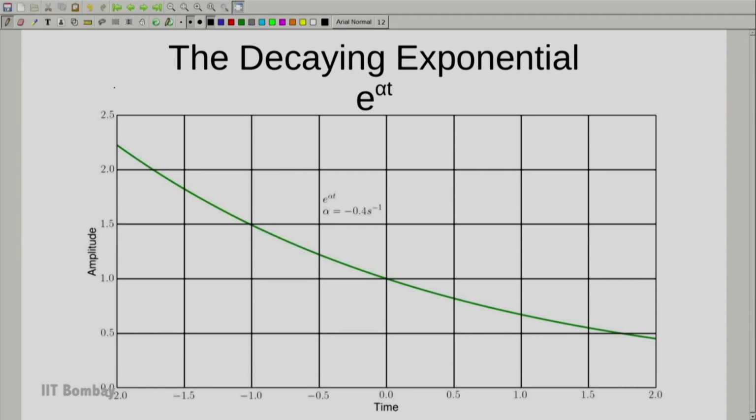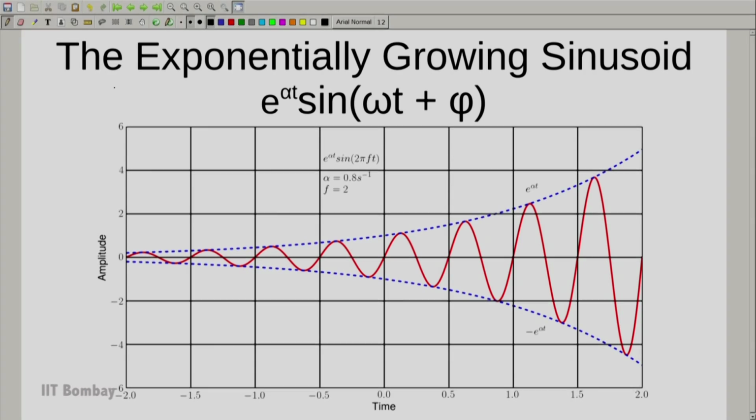Alright, so we've studied two types of signals: an exponential signal and a sinusoidal signal. We can also combine signals. We can take the exponential, take the sinusoid, and multiply the two, and we get what is called the exponentially growing sinusoid. You can see it is represented as e raised to alpha times t into sine of omega t plus phi. You can see that we have the envelope of the function, which is e raised to the power of alpha t, and on the negative side it is negative e raised to the power of alpha t. Between that envelope you see the sine growing over time, and this is the exponentially growing sinusoid.